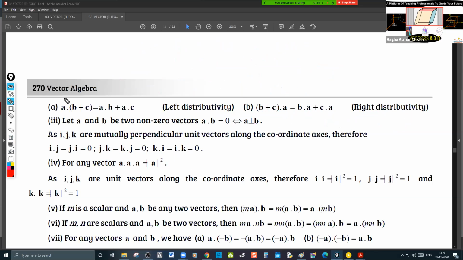That is done. Similarly, i, j, k are unit vectors along the coordinate axes. Then i dot i is 1, j dot j is 1, k dot k is 1.